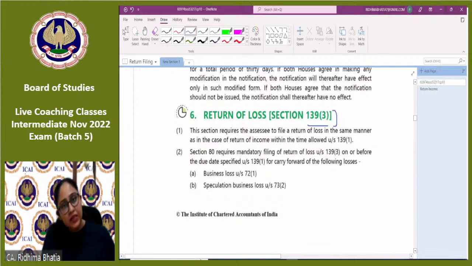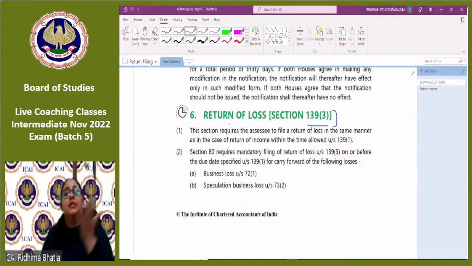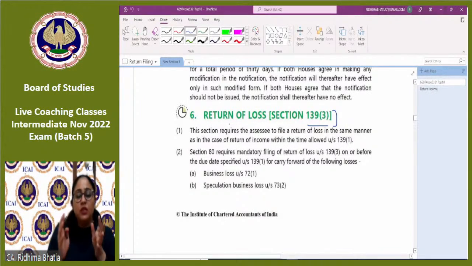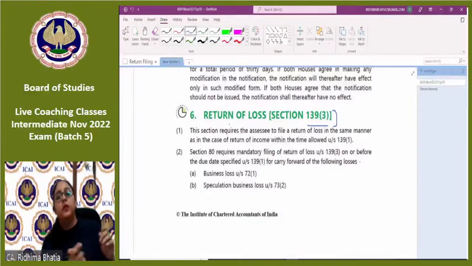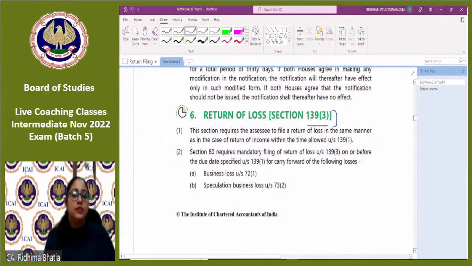Now 139(3) is also the same return which we are talking about. It also has to be filed within the due date, but the moment your net income has a loss and there is a carry forward amount, it becomes a return of loss instead of a return of income. The moment there is a loss in the final result of your income, the return changes from return of income to return of loss, and what section applies? 139 subsection 3.